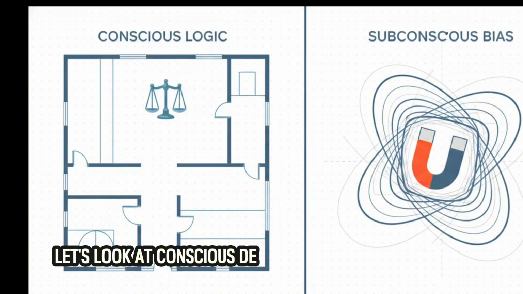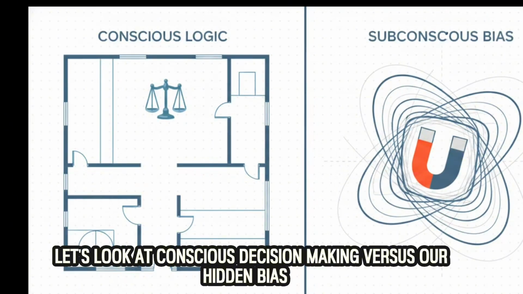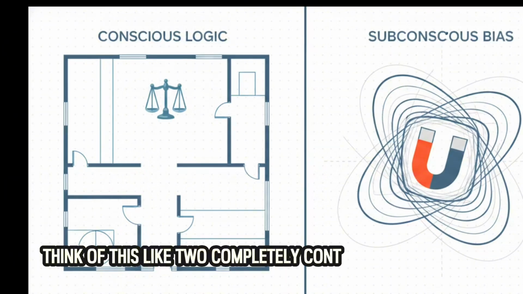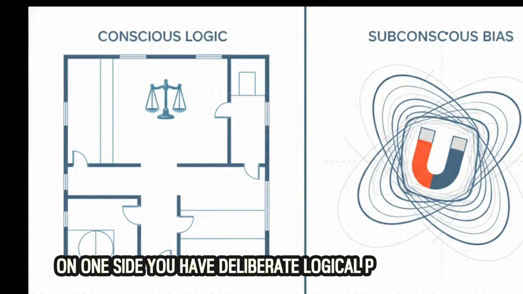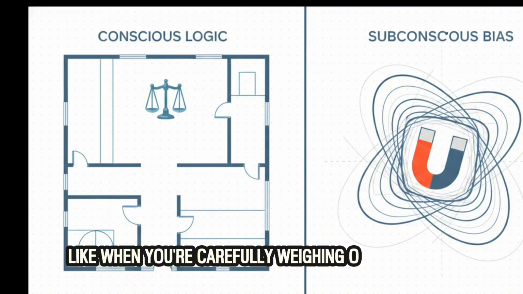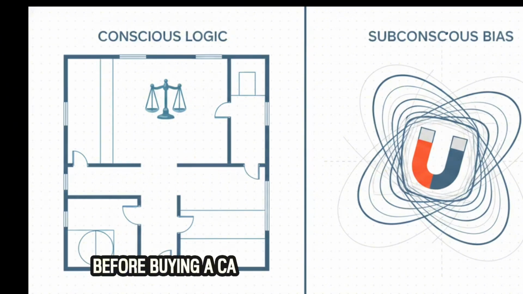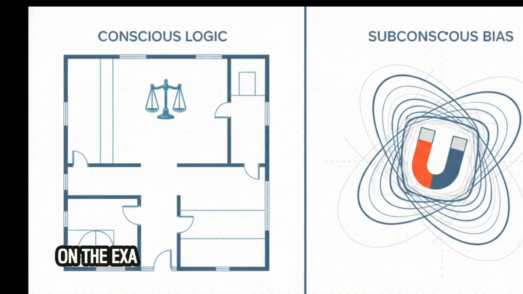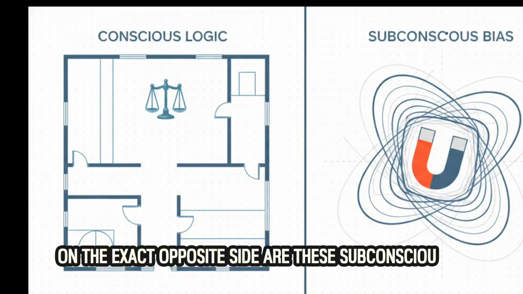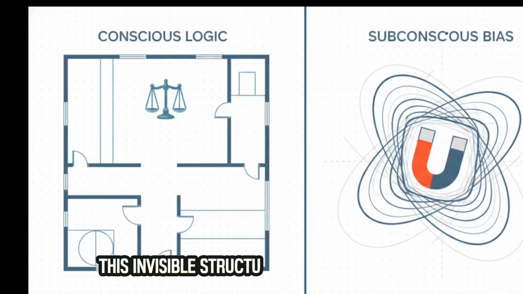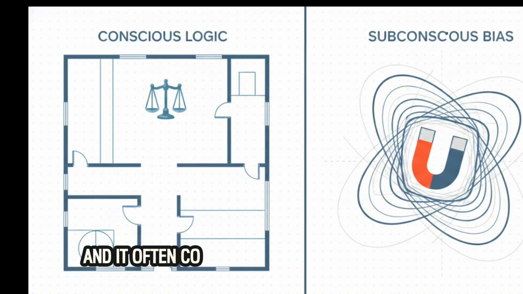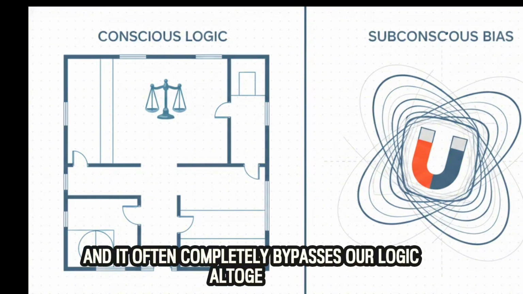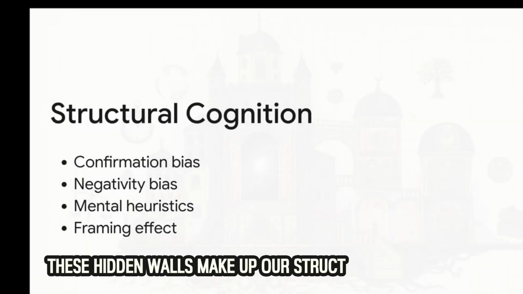Let's look at conscious decision-making versus our hidden biases. Think of this like two completely contrasting sides of a floor plan. On one side, you have deliberate, logical processing, like when you're carefully weighing out all the options before buying a car. But pulling against it, on the exact opposite side, are these subconscious biases. This invisible structural framing gently but firmly pushes our thoughts in very specific, predictable directions, and it often completely bypasses our logic altogether. These hidden walls make up our structural cognition.